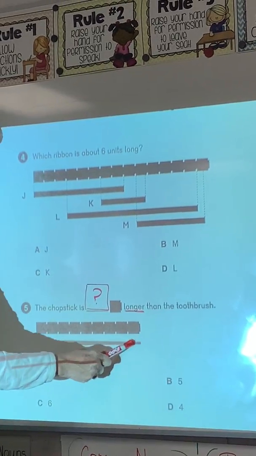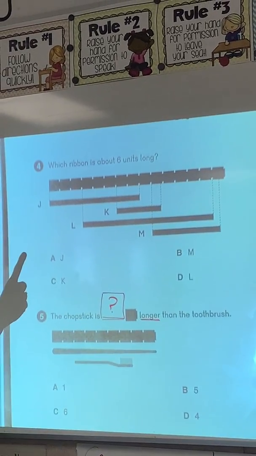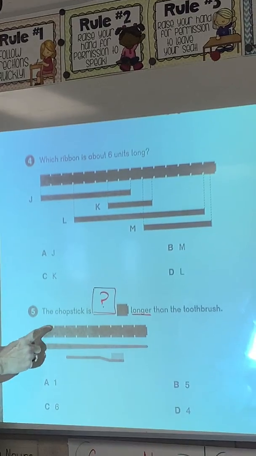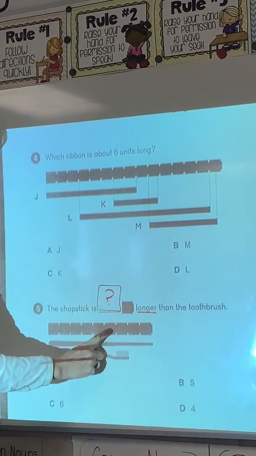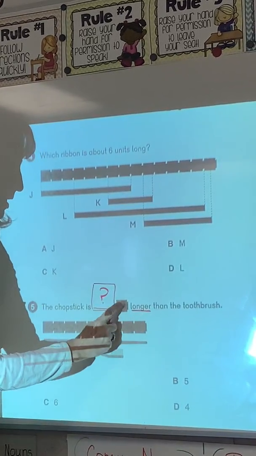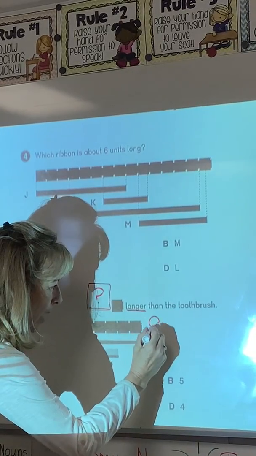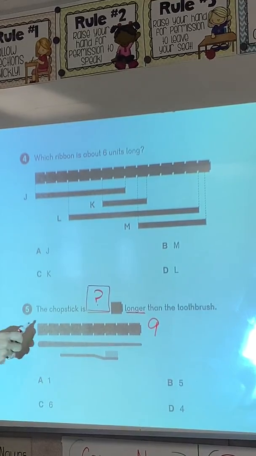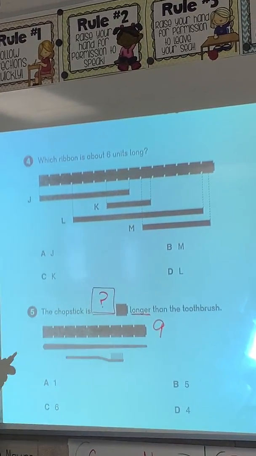Here's the chopstick, and it's lined up perfectly with all our math bricks put together. So let's count how many there are. 1, 2, 3, 4, 5, 6, 7, 8, 9. It's 9 bricks long. So I don't forget that, I'm going to write that down right next to my measuring stick, which is 9 math bricks long. So that's how long the chopstick is.